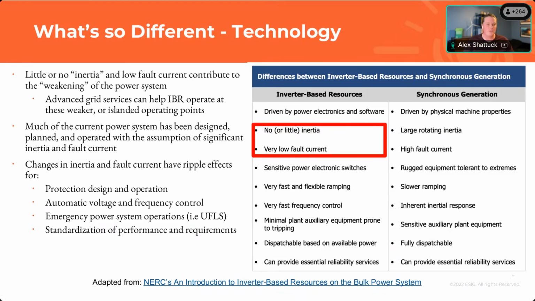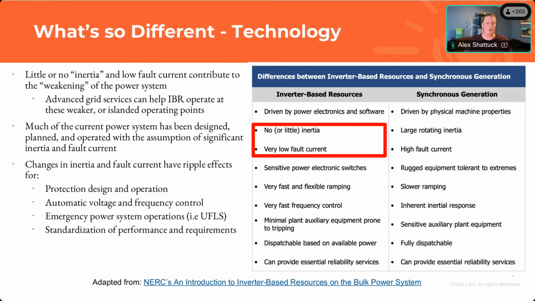Emergency power system operations, things like under frequency load shedding specifically, and linking that to inertia. If there's less inertia, frequency will move much more rapidly and more widely. And Sam mentioned that a little bit yesterday in his fundamentals piece. If the deviation of frequency is larger, we need to reassess emergency operations like load shedding and things like that.